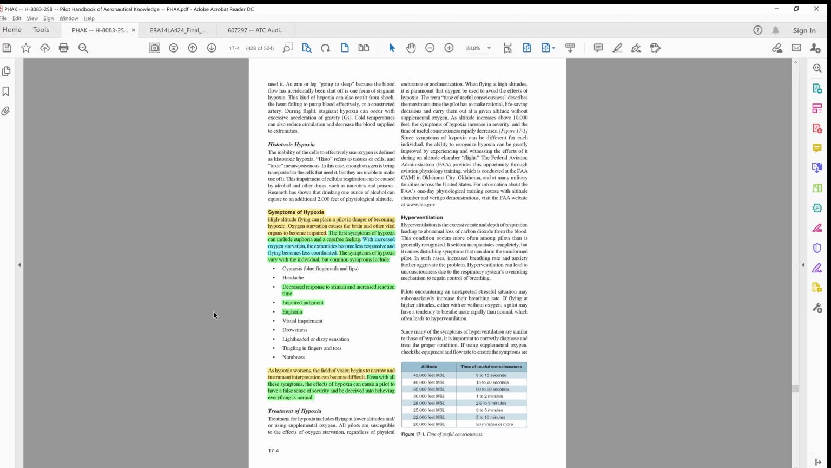The symptoms of hypoxia vary with the individual. Again, you roll your eyes and go, gee, that's going to make our job real easy because everybody's different. All right, that's true, but we just got to deal with it. But common symptoms include, and I've only listed 3 here that I've highlighted, and as mentioned, I'm going to add one in a minute: decreased response to stimuli and increased reaction time. We'll come back to that in a second. Impaired judgment and euphoria, I'll sort of pair that together. In my mind, those kind of go together in the way that controllers are going to see that.